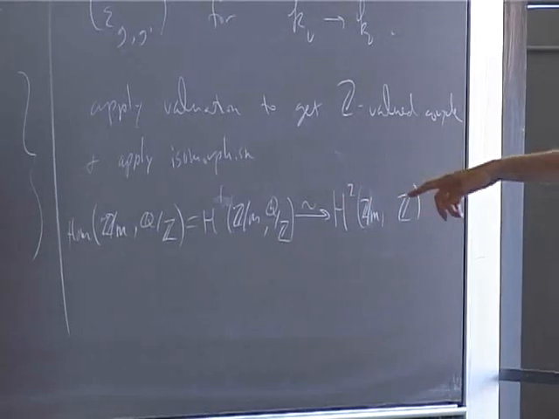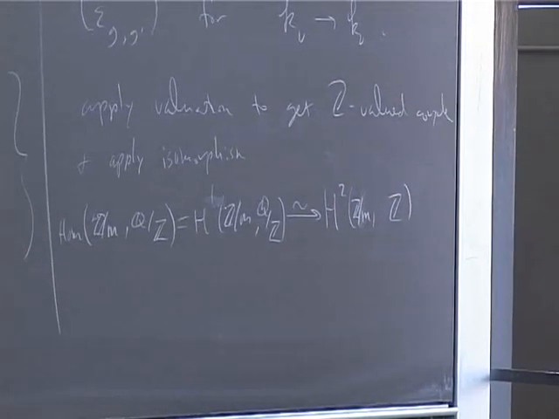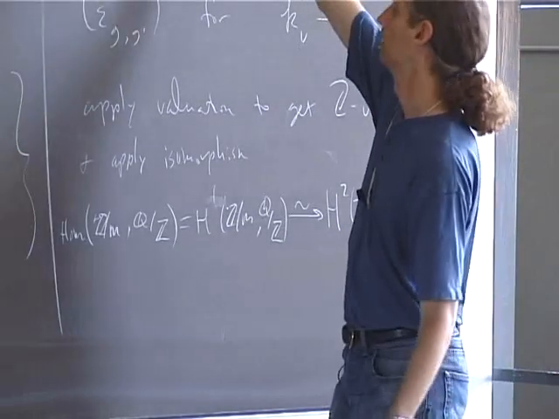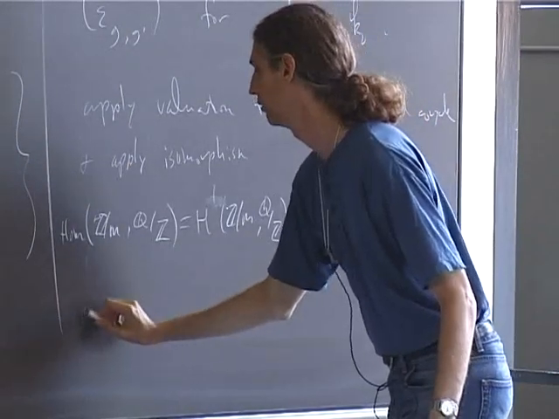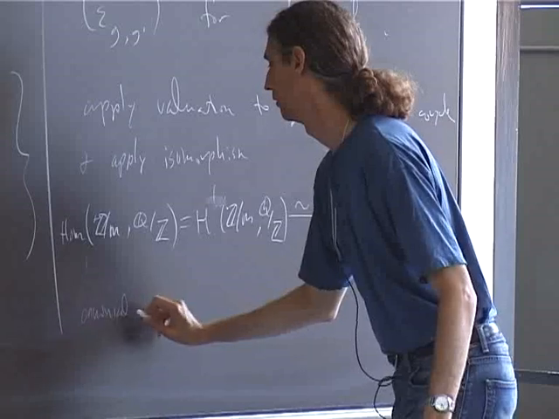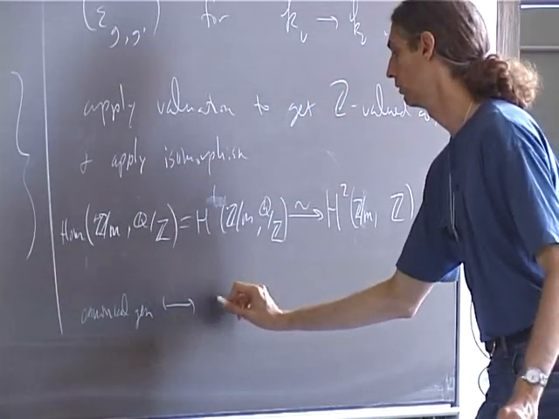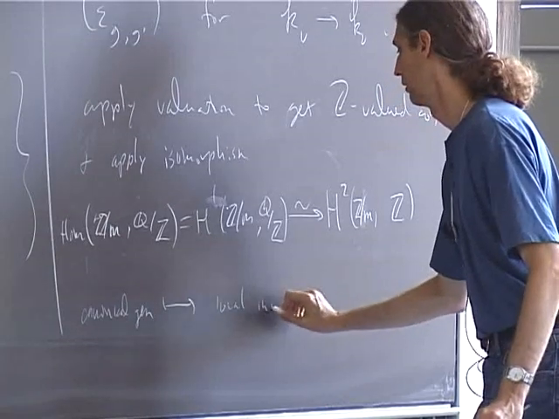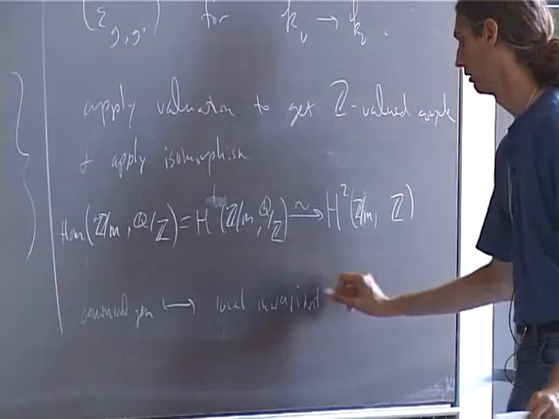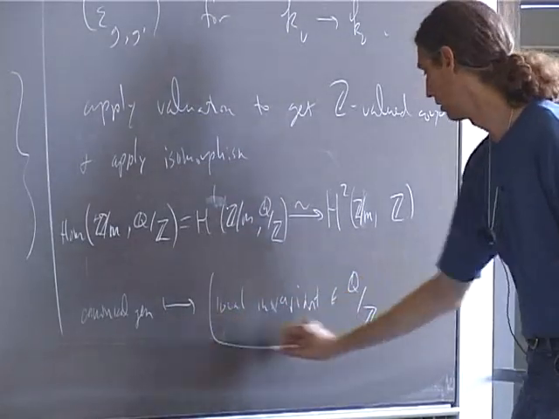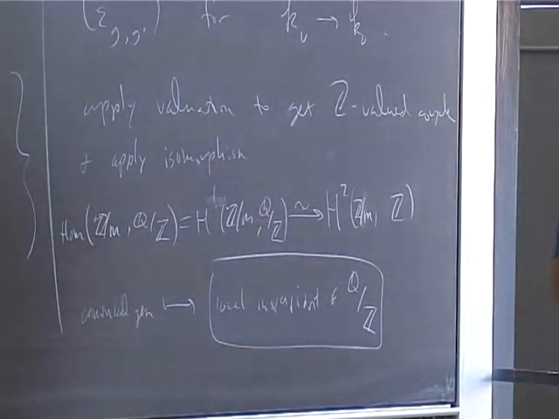Now, the Galois group we just saw has a canonical generator. So you apply the canonical generator, and you get an element of Q mod Z, and that's the local invariant.